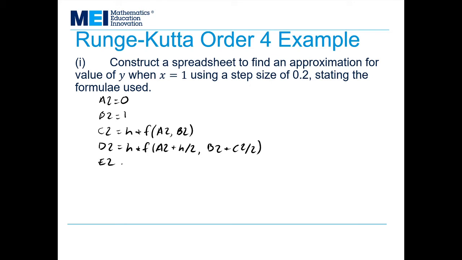My E2, my K3 value, h times f of A2 plus h over 2 again, and B2 plus D2 over 2. And then finally my K4 value, so in cell F2 I put h times f of A2 plus h and B2 plus E2.